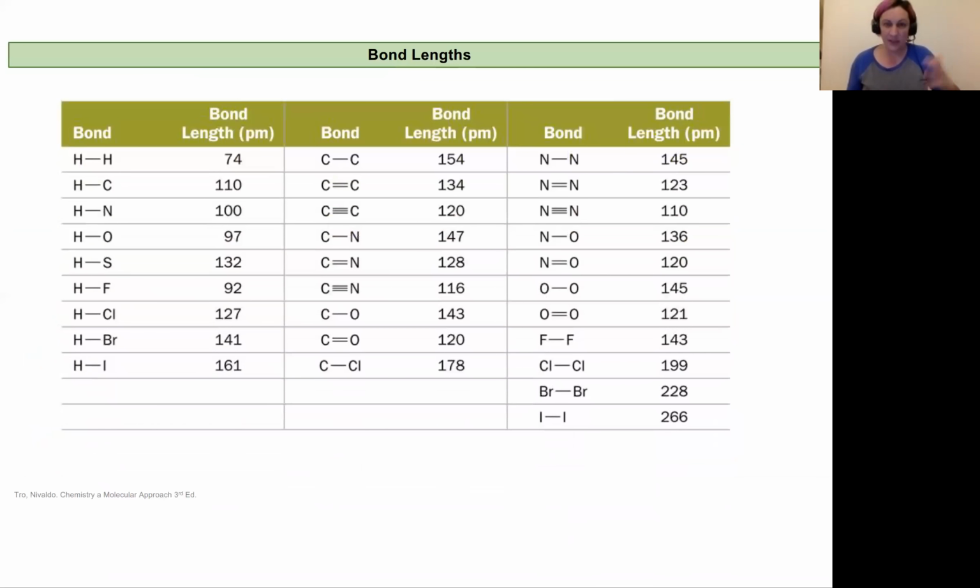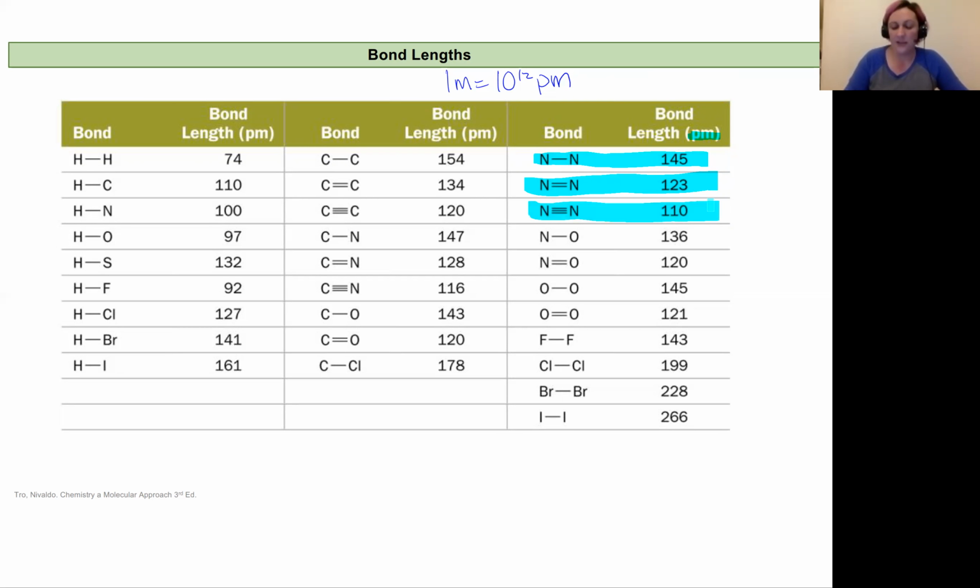Here's a table with some example bond lengths. And since we focused on nitrogen for the bond energies, I'm going to do the same here. So our bond length is in picometers. Remember, 1 meter equals 10 to the 12 picometers. So we're talking about something really small. Our single bonded nitrogen atoms are 145 picometers, where a double bond gets shorter, it's 123. And a triple bond is 110. So as we increase the number of bonds, we decrease the length of the bond.